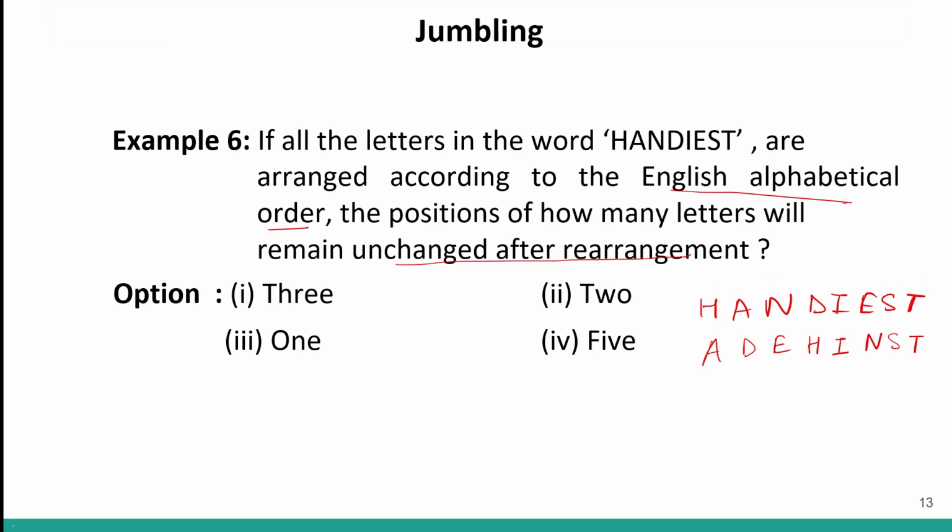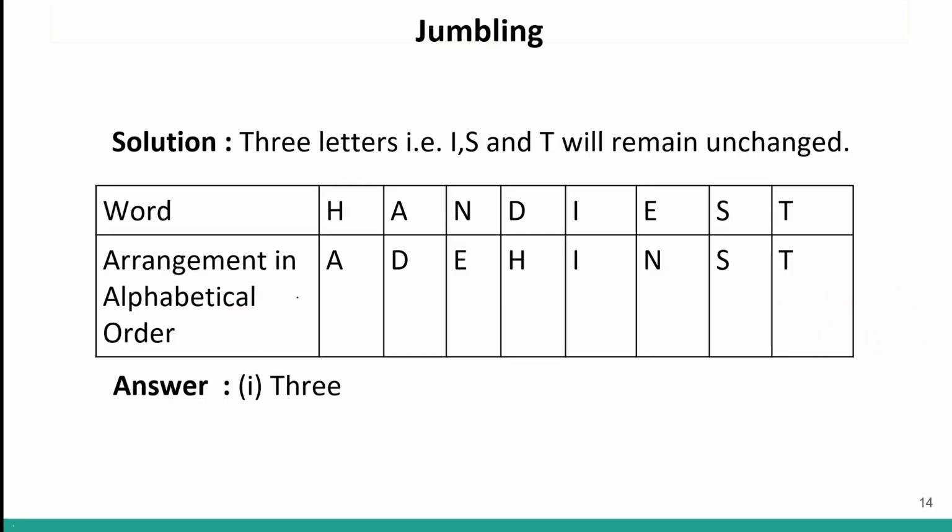So if I look at these two words, we have to find out how many letters are unchanged, the position of which have not changed. So over here, the position of I has not changed, the position of S has not changed, and similarly the position of T has not changed. So position of 3 letters have not changed. So our answer will be option number 1, 3. Okay. Here you can see that for I, for S and T, the position have not changed.